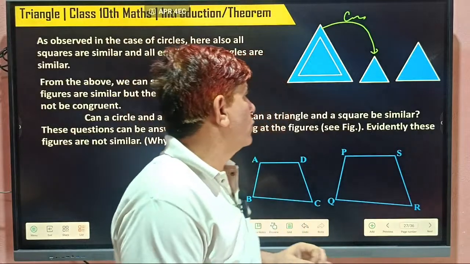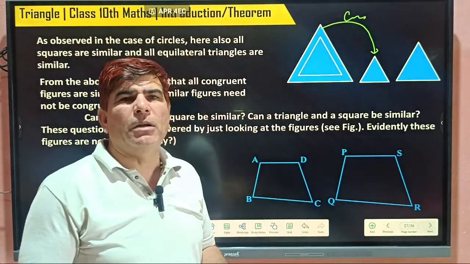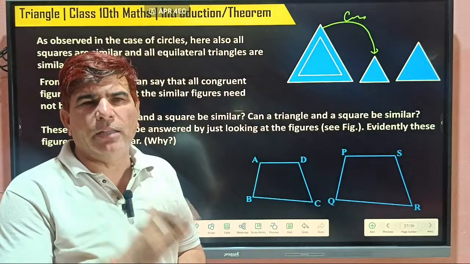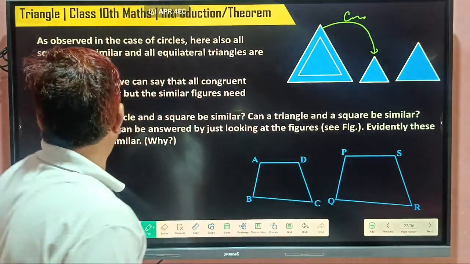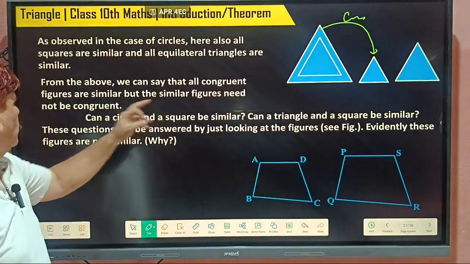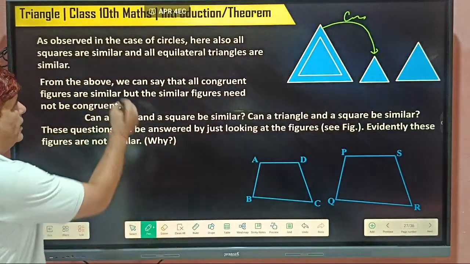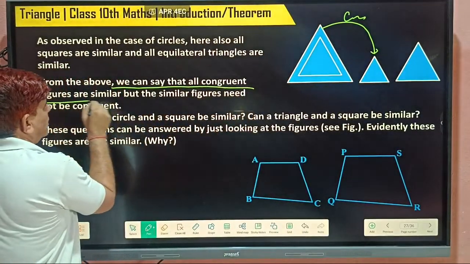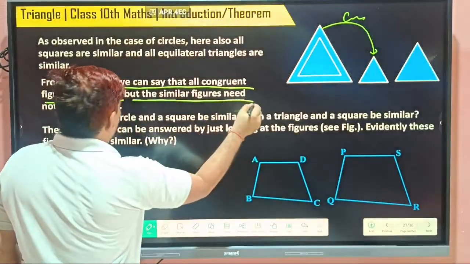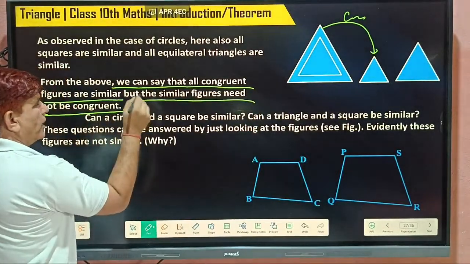But we don't know whether they are congruent or not. They become congruent if the lengths of their sides become equal to each other. Understood? From the above we can say that all congruent figures are similar. That I already told you. All congruent figures are similar, but similar figures need not be congruent.